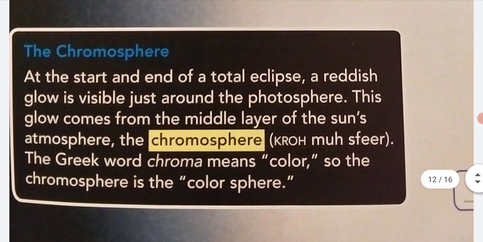The chromosphere. At the start and end of a total eclipse, a reddish glow is visible just around the photosphere. This glow comes from the middle layer of the Sun's atmosphere, the chromosphere. The Greek word chroma means color, so the chromosphere is the color sphere.